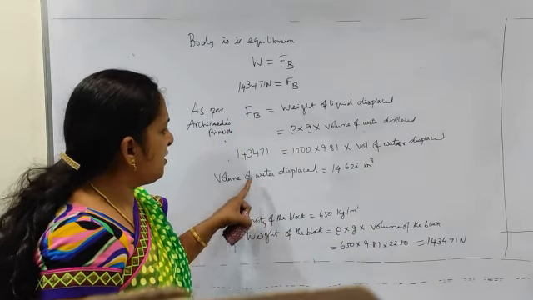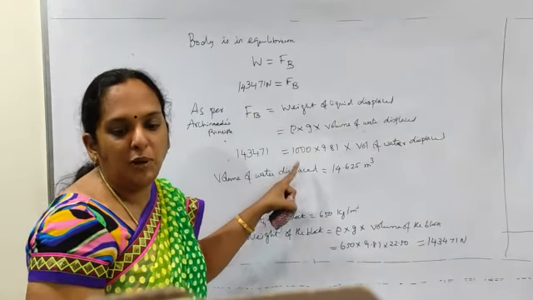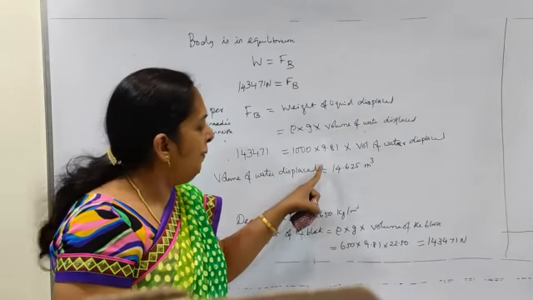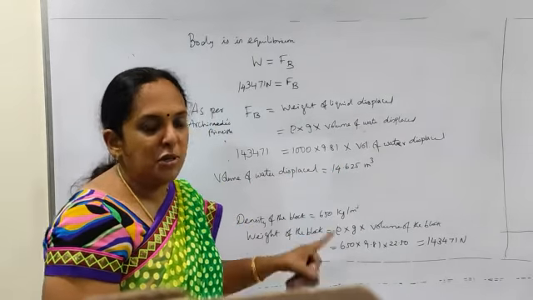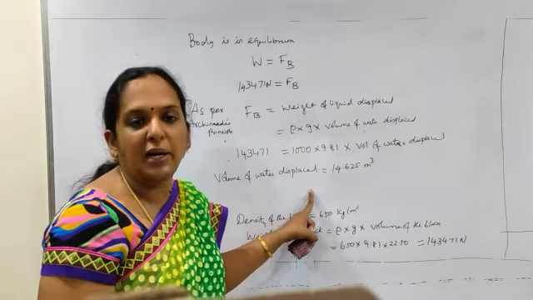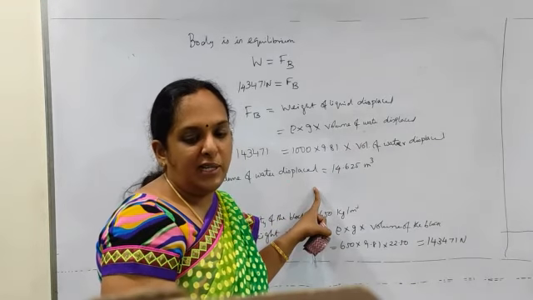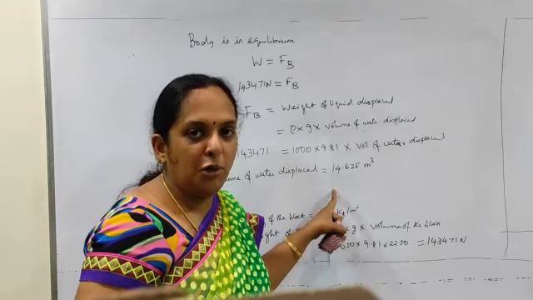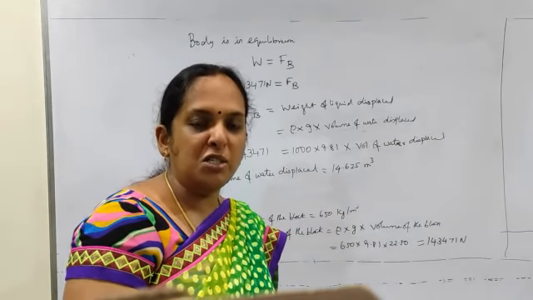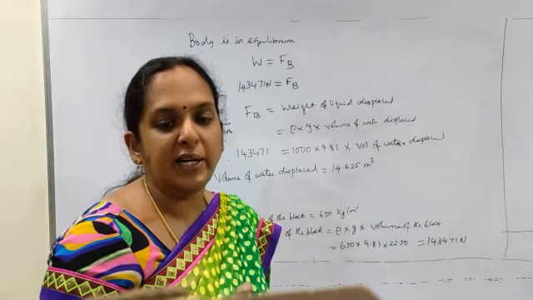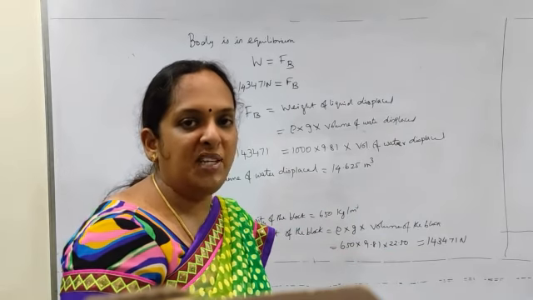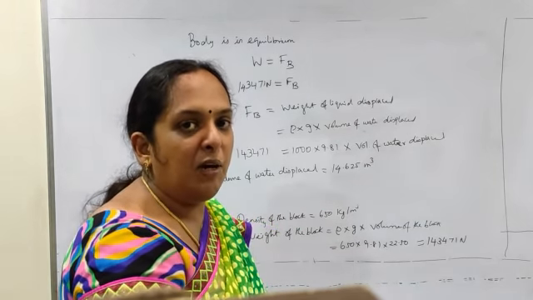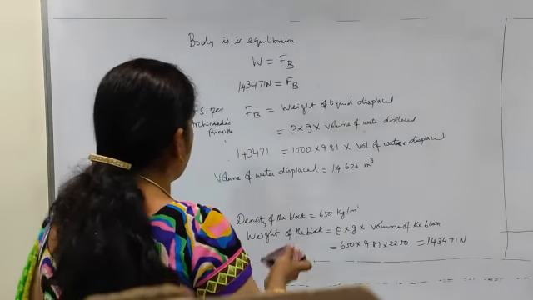How have we found this? Volume of water displaced is equal to FB divided by rho into G. Rho is 1000 for water and 9.81 is G. So we just divide it, and I get the volume of water displaced, that is 14.625 meter cube. My question does not end with this. They have asked two questions. One is the volume of water displaced and the other is the position of the center of buoyancy. Now we have to find the position of the center of buoyancy.